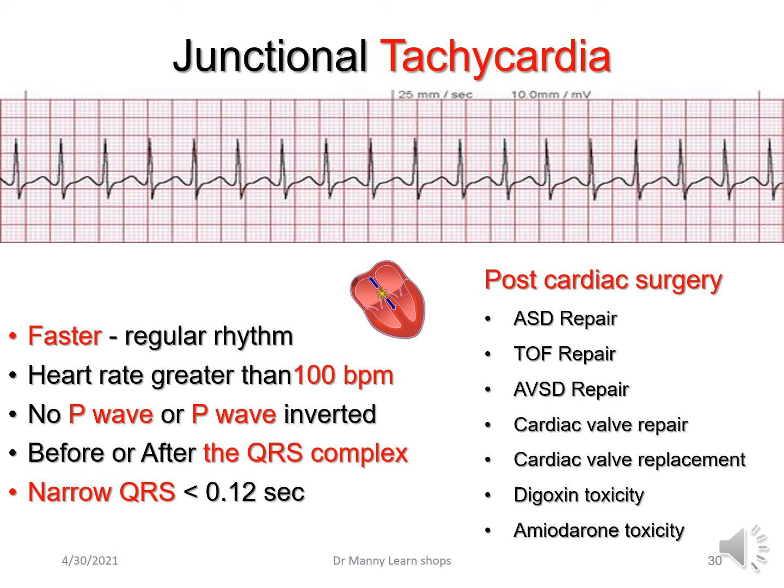Then you've got a junctional tachycardia. Junctional tachycardia is faster than 100. It's regular, and it has no P wave if it's hidden, medial pacemaker; before, inverted, narrow QRS, superior pacemaker; or after a narrow QRS complex, inferior pacemaker. It typically has a narrow QRS complex which is less than 0.12 seconds. Again, it's related to certain types of cardiac surgery, medication toxicity, or just getting older. Uncommon though.